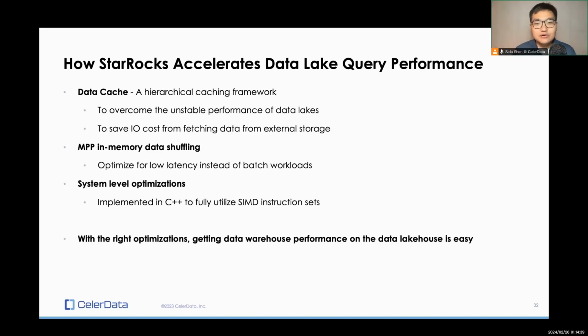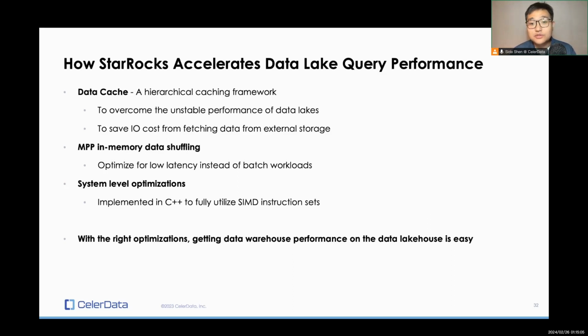And also, StarRocks features an in-memory MPP architecture, right? It can do in-memory data shuffling, right? And this is great for low latency workloads, as opposed to those batch processing tools that store all of the intermediate results to disk for better stability, for jobs that run for hours, right?